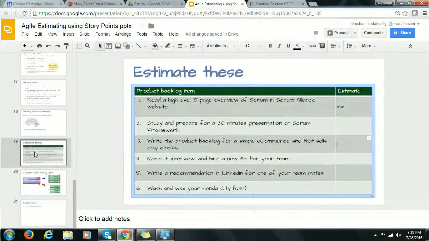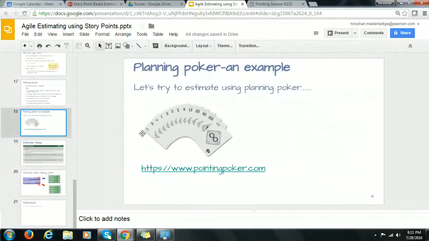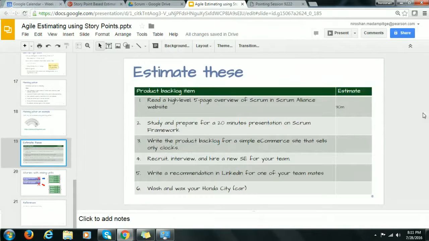So let's have a look at this index, right? In estimating, you need to ensure that you stay within the sequence. So it's basically 1, 2, 3, 5, 8, 13, 20, 40. Now I would say 40 or 20 for that.